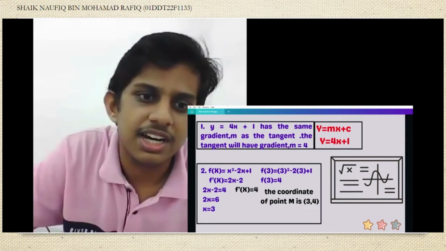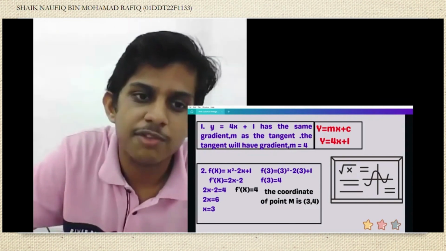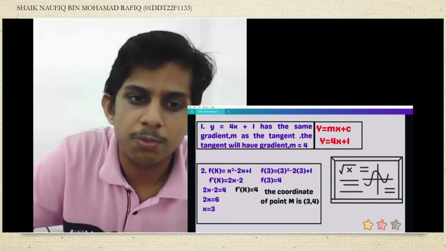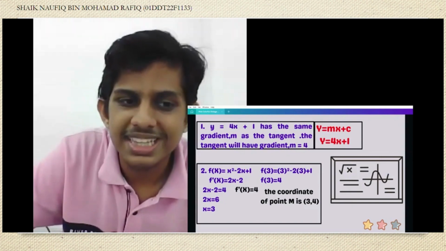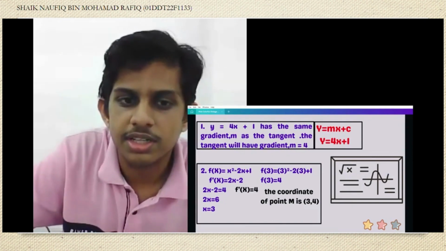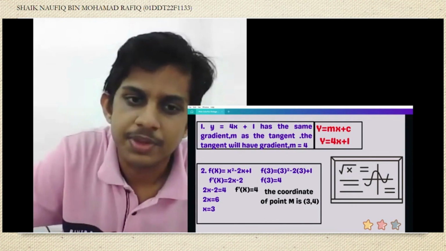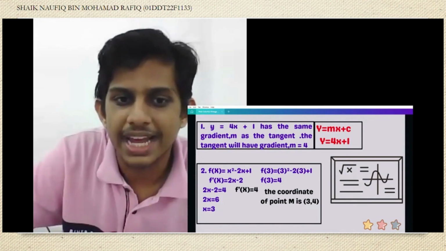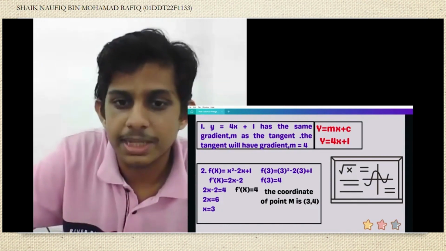So we will get 4. The 4 is the y value, and x equals 3 is the x value. So the coordinate of point M is (3, 4). 3 indicates the x-axis, and 4 indicates the y-axis. Now we move on to step 3.